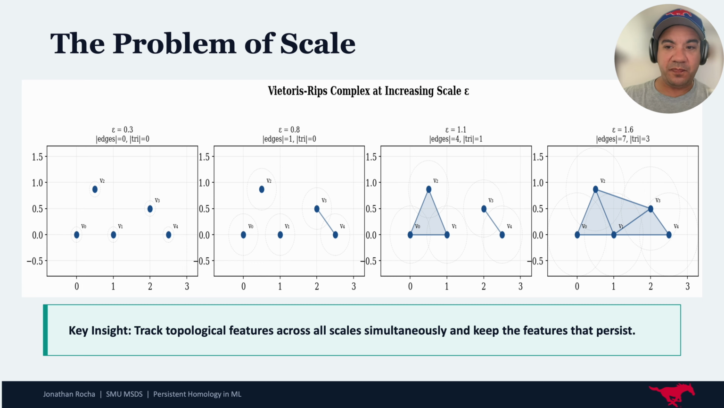Look at this figure. At a fine scale, every point is its own connected component. Nothing is connected. At a coarse scale, everything merges into a single blob. The mathematical insight of persistent homology is to track topological features across all scales simultaneously and retain only those that persist. That's the key idea. Let's now build up the math.